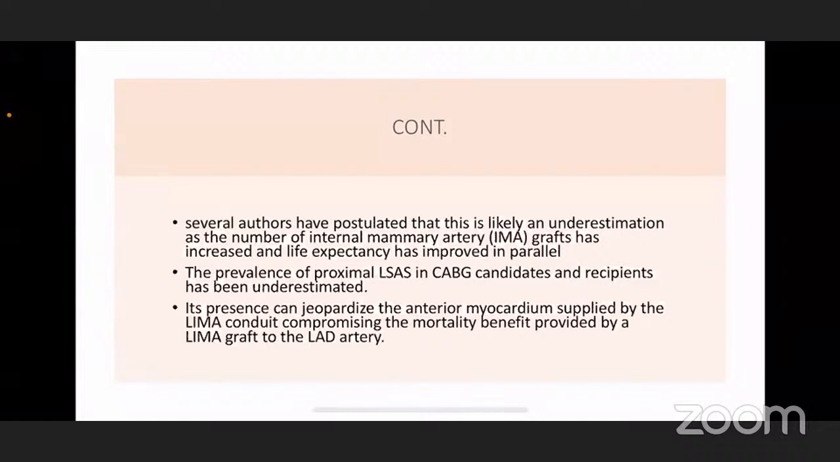The significance is that the presence of the steal syndrome can jeopardize the anterior myocardium, which is supplied by the Lima, which compromises the mortality benefit provided by a Lima graft to the LAD artery. So even if you did a perfect surgery and put your Lima to LAD, and he had an undiagnosed subclavian steal or subclavian artery stenosis, that can jeopardize the myocardium supplied by your conduit.